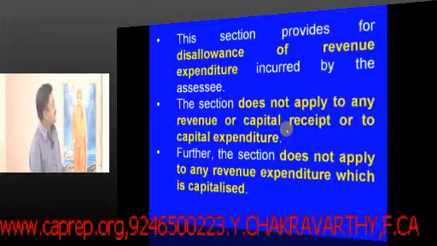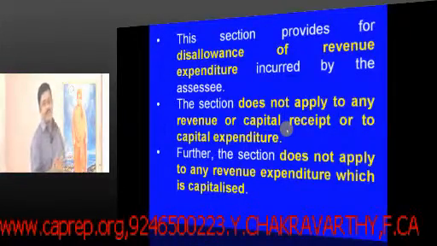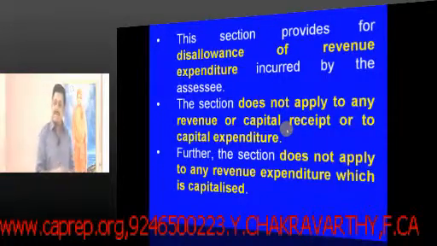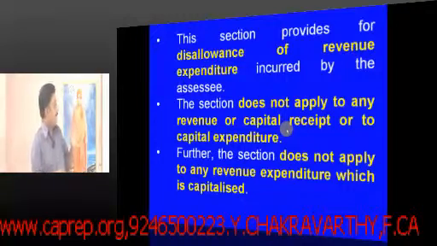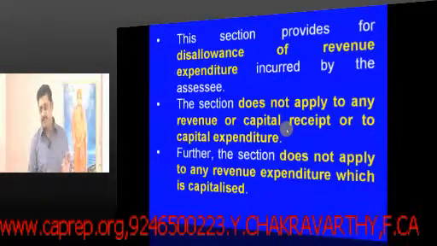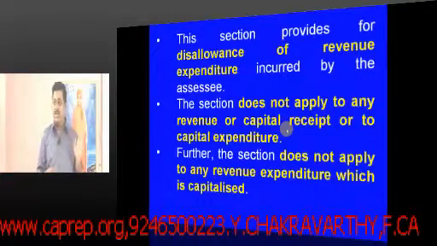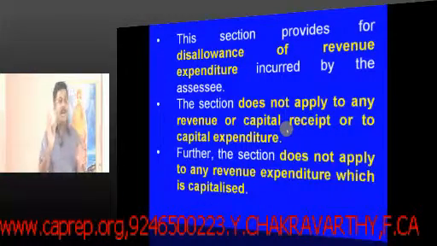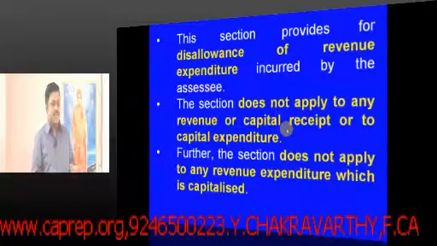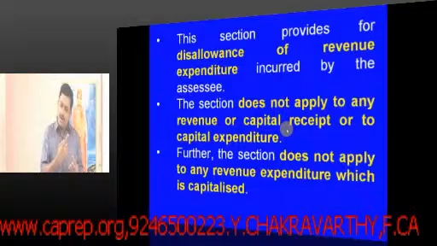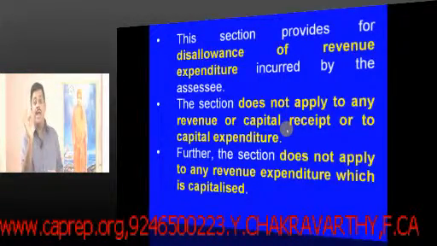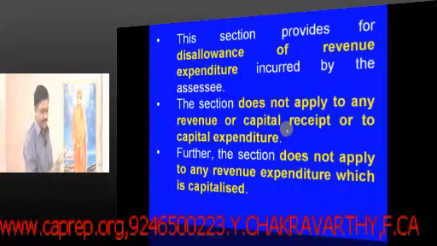Then friends, this section provides for a disallowance of revenue expenditure incurred by the assessee. So this is not applicable to capital receipt or capital expenditure or revenue receipt. It is neither applicable to capital receipt, revenue receipt, or capital expenditure. It is only applicable to revenue expenditure.